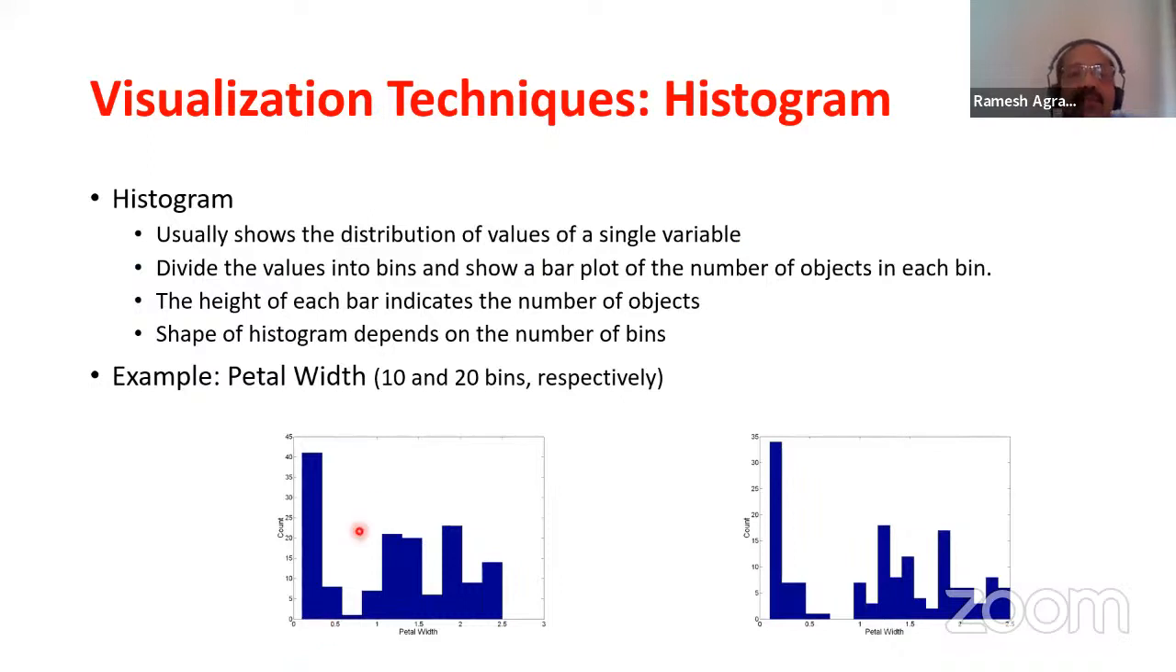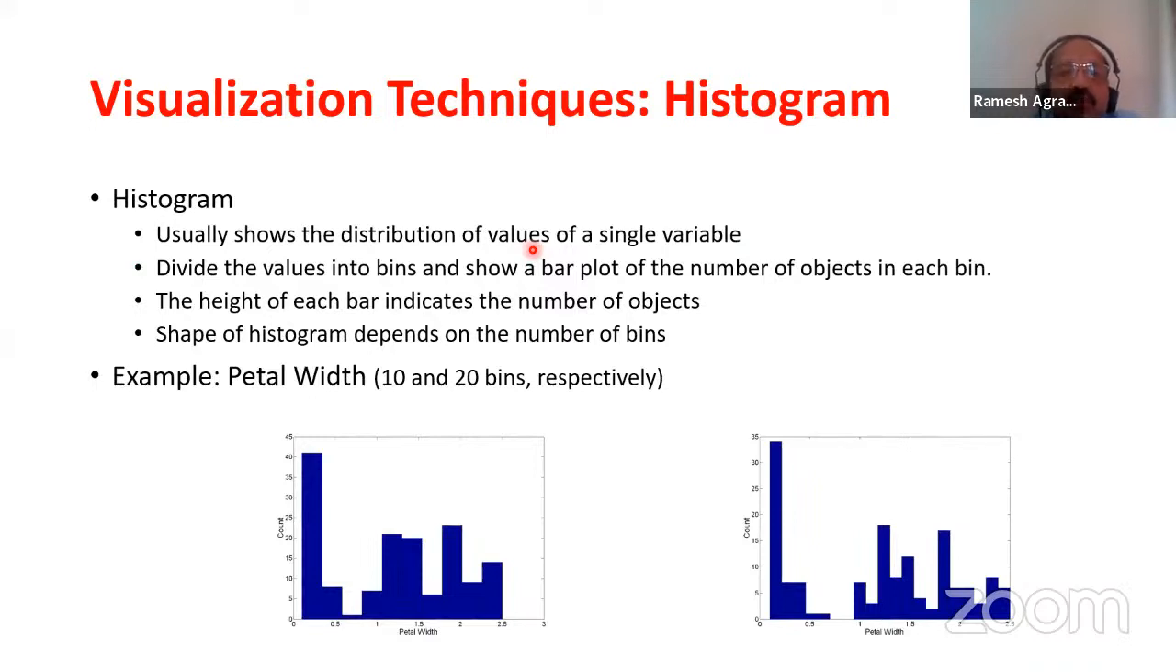Okay. So at present, I have shown the histogram with 10 bins and 20 bins. Using different numbers of bins, you can analyze and find out which value of the petal width has more frequency, and that will help you in analyzing the data further. So a histogram usually shows the distribution of values of a single variable. At present, we have shown how the data is distributed for different values.